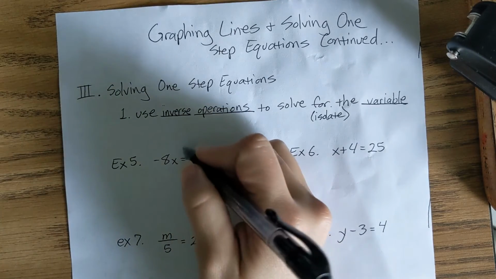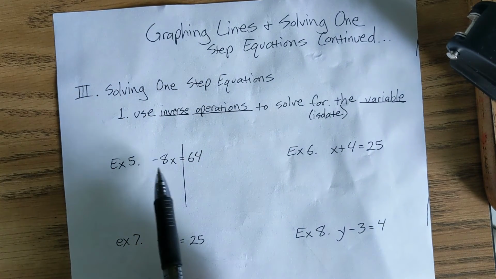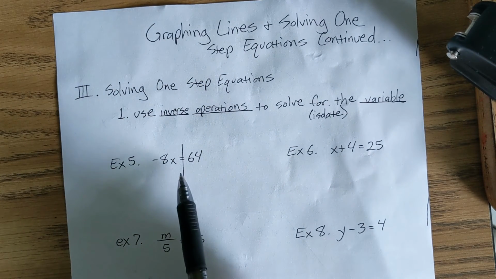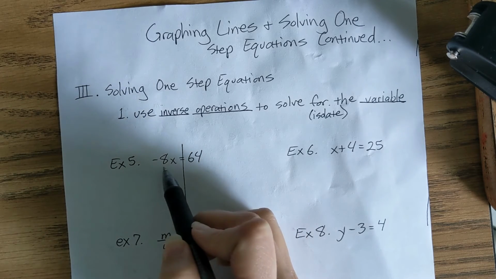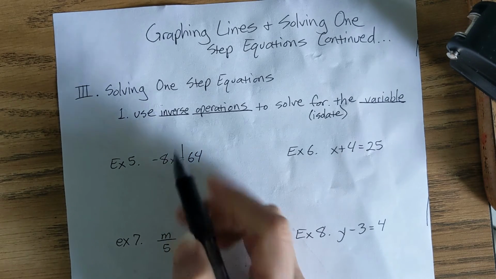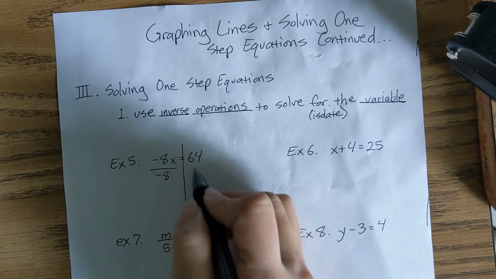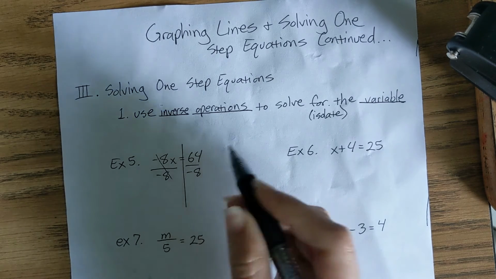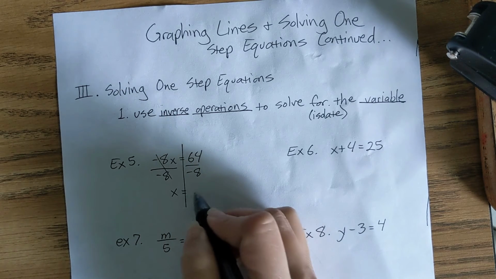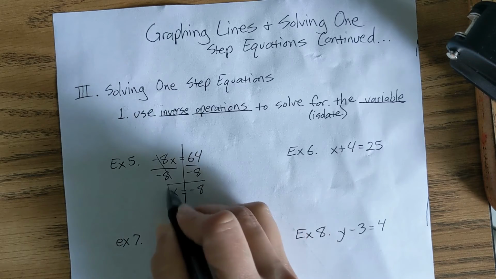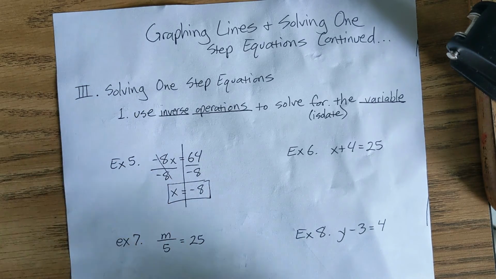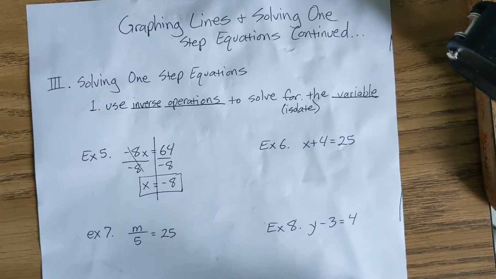So for example, on this one, the -8 is getting multiplied to the x, so the opposite of that would be to divide, right? The opposite of multiplying is to divide. So I'm going to divide both sides by -8. Put that in your calculator. You would get -8 as your answer. 64 divided by -8 is -8.